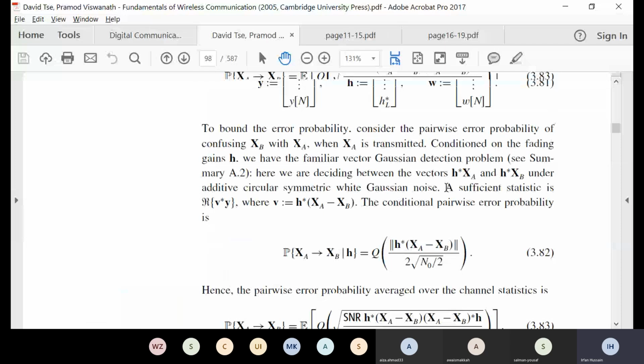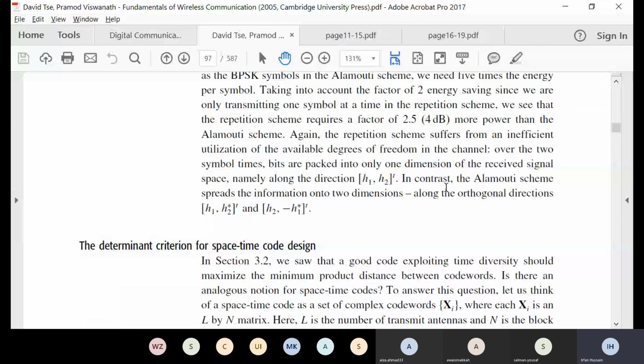Now we try to develop the criteria for space-time code design, as we developed the criteria for time diversity codes. So here we try to develop for space-time, not only time but space-time. So first of all, how can I develop a codeword? That is very, very important.